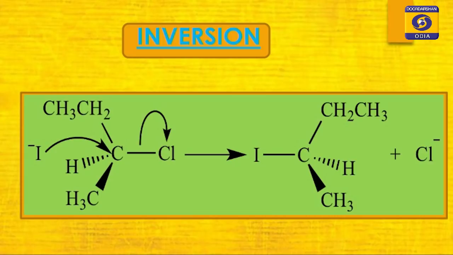Because you see the nature of the reactant. In the reactant, this is the tetrahedral, and on the product side the tetrahedron is reversed. I mean, we can say if this molecule is dextro, this molecule will be levo, or if this molecule is levo, then this molecule will be dextro. So, this is called an inversion type of reaction.